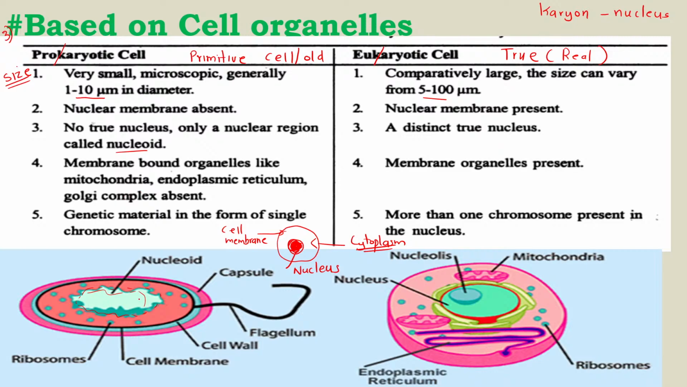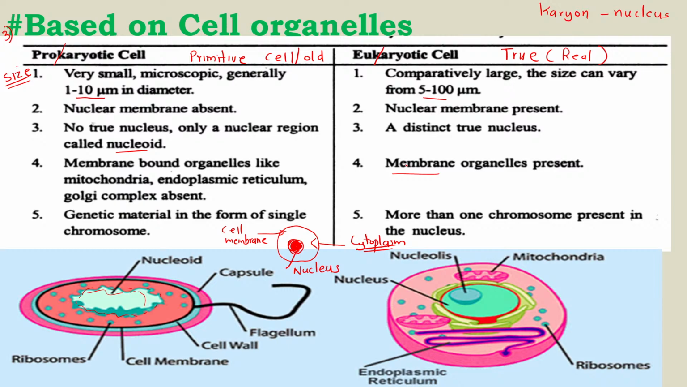Then certain organelles like mitochondria, endoplasmic reticulum, Golgi body will be absent in these older types of cell. Whereas the eukaryotic cell contains all these organelles, that is, mitochondria is present, endoplasmic reticulum, all this I am going to explain to you when I am explaining the cell structure. At that time I will explain these different types of organelles which are the parts of the cell. We are going to learn about it in a later class.